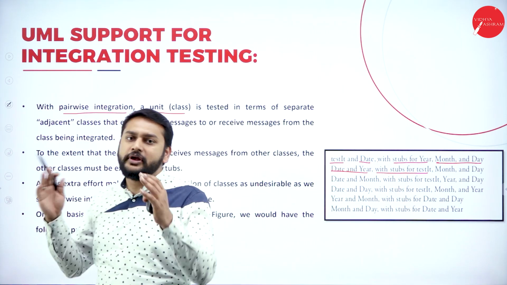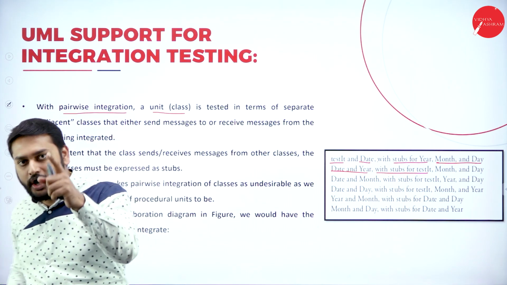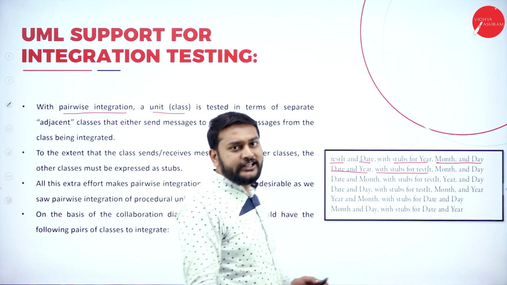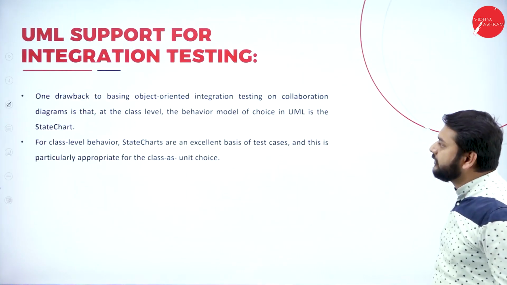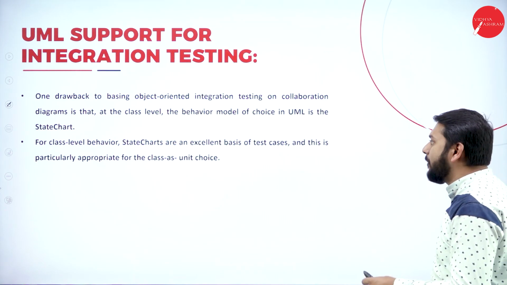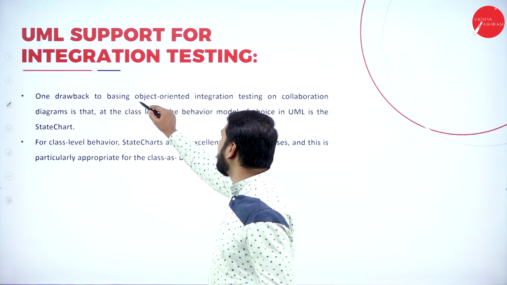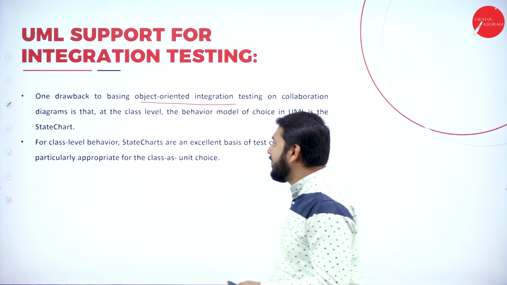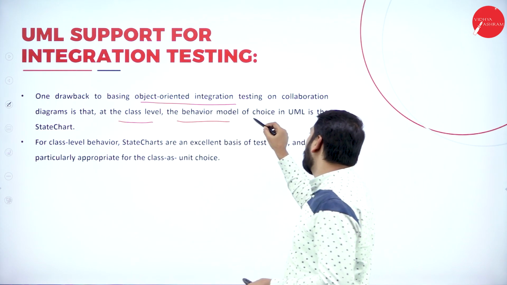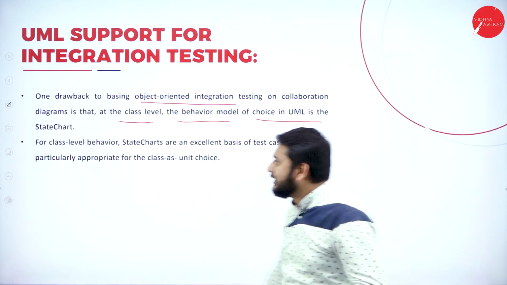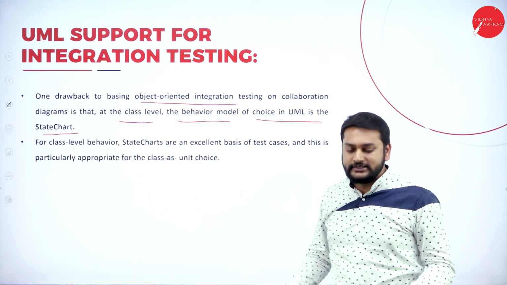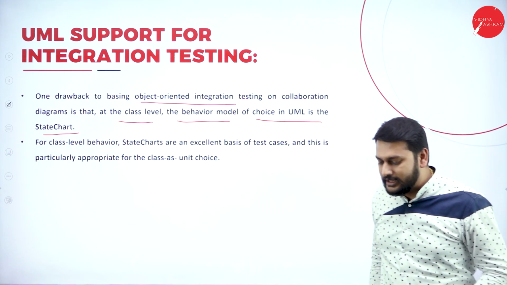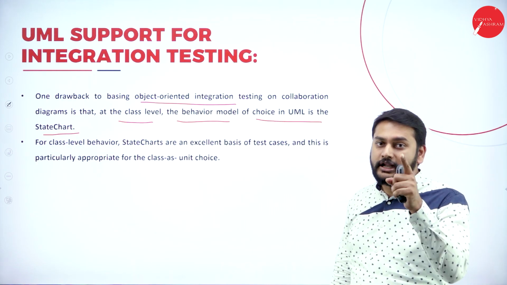Creating a stub will become a tedious task is what you need to observe in this diagram. So fine, moving forward to the next topic. One of the biggest drawbacks of basing object-oriented integration testing on a collaboration diagram is that, at the class level, the behavioral model of choice in the UML is the state chart. So state chart is preferred for a class level UML design diagram. That is the most important point that you need to remember.